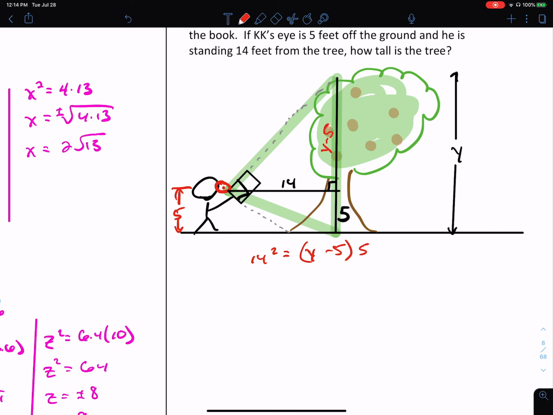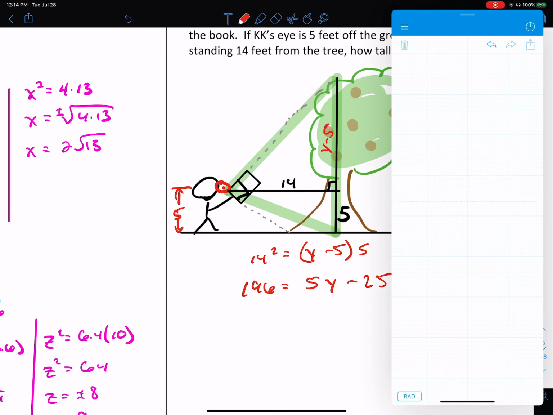First off, we square 14, we're going to get 196. We distribute the 5, we get 5y minus 25. If we add 25 to both sides, we get 196 plus 25. We're at 221. And if we divide both sides by 5, we're going to find that this is about 44.2.